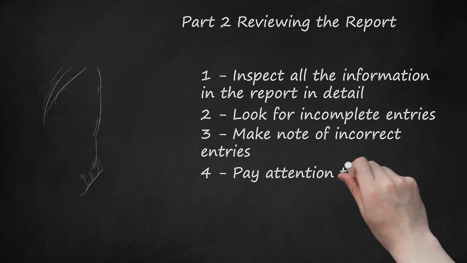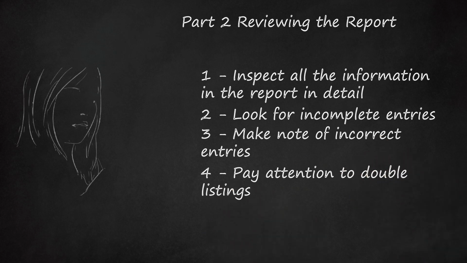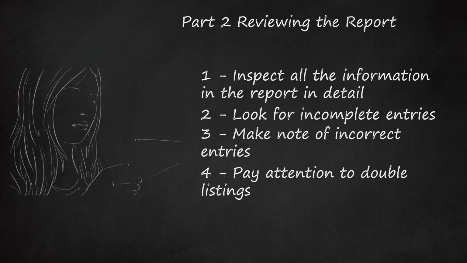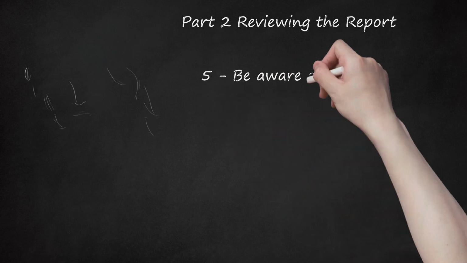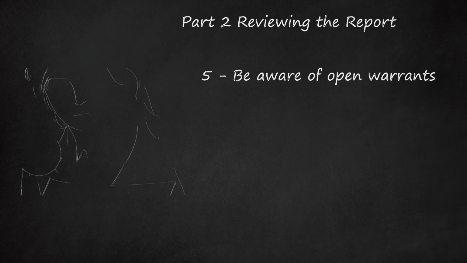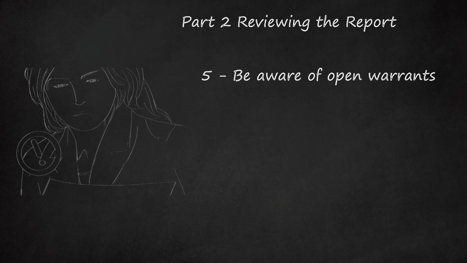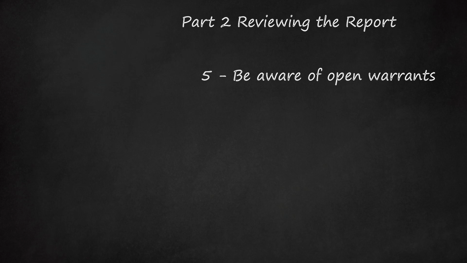4. Pay attention to double listings. Sometimes, information about one arrest will get split into 2 or more separate entries on your rap sheet. This kind of mistake makes your criminal record look longer and more serious than it is. 5. Be aware of open warrants. Sometimes warrants that aren't active, open, will be listed as open on your rap sheet. On the other hand, these warrants may actually be active, without your having been aware of it. Either way, you need to address this.